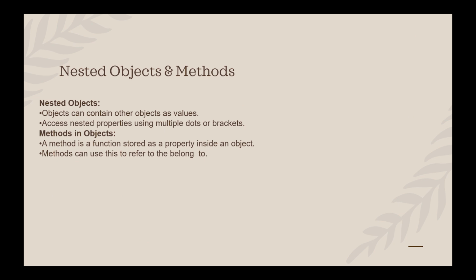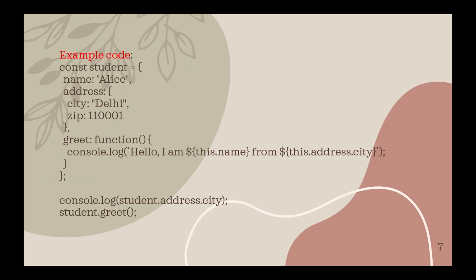Example code. Here you can see the example code of how we can access one object nested inside another object. Here we show that for the student, we use address as another object, which is an example of a nested object, and we are going to print that.